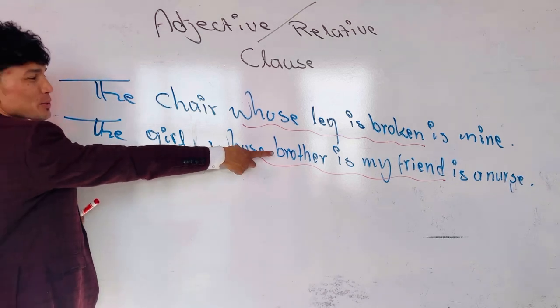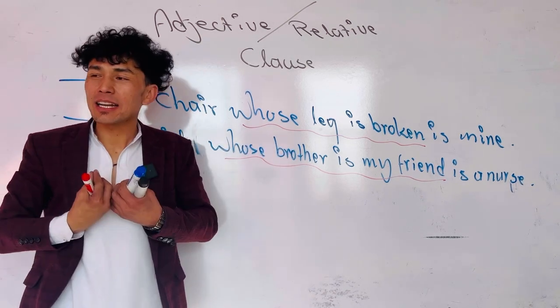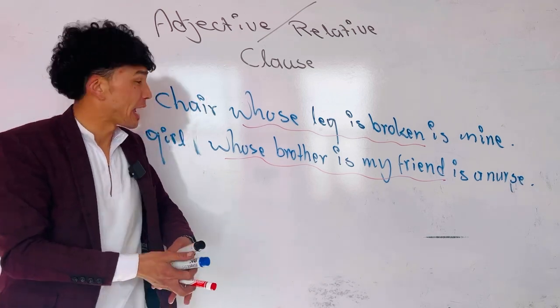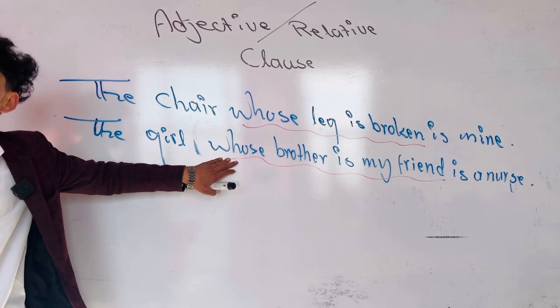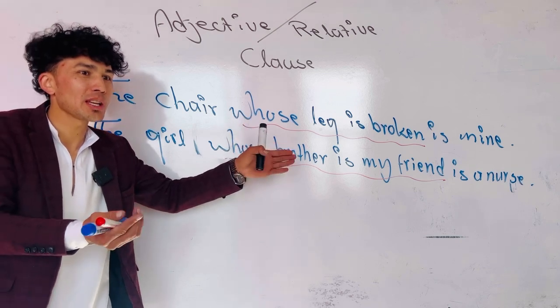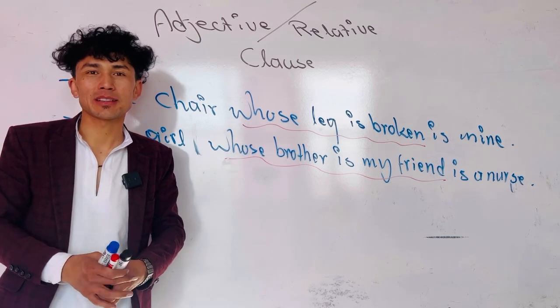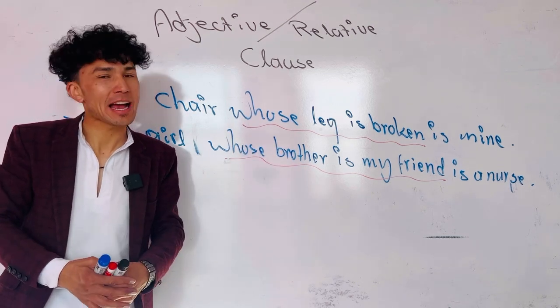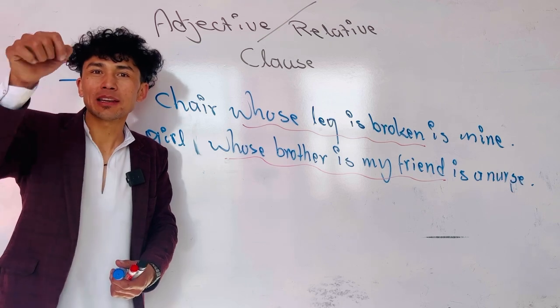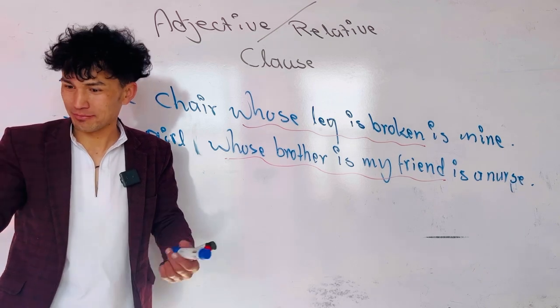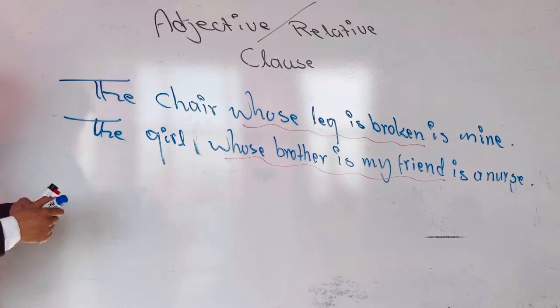Okay, the girl whose brother is my friend is a nurse. You understood? Now, whose shows ownership, can be used for thing and person. Somebody says Afghanistan, whose president is Ashraf Ghani, is located in Asia. This is Asia, right?